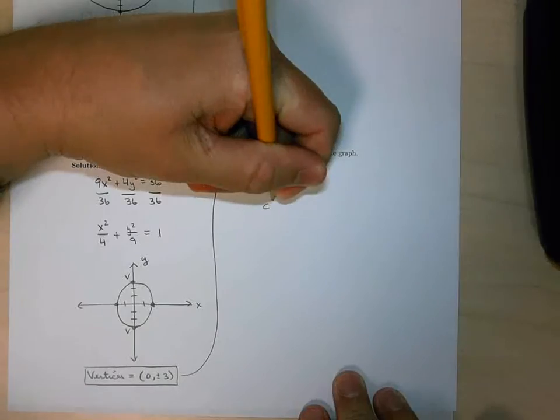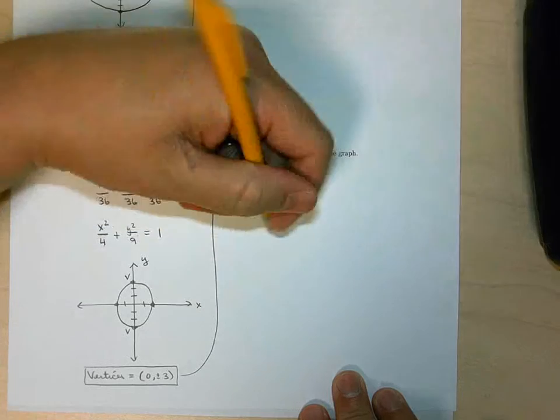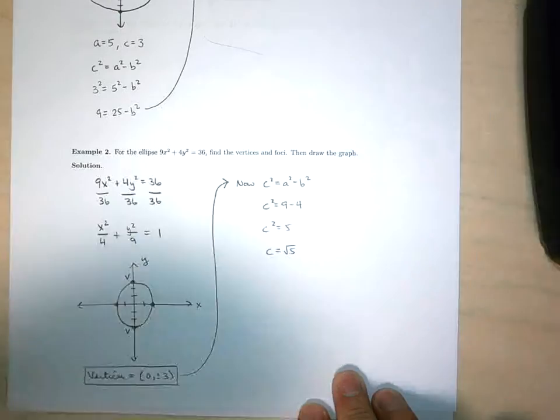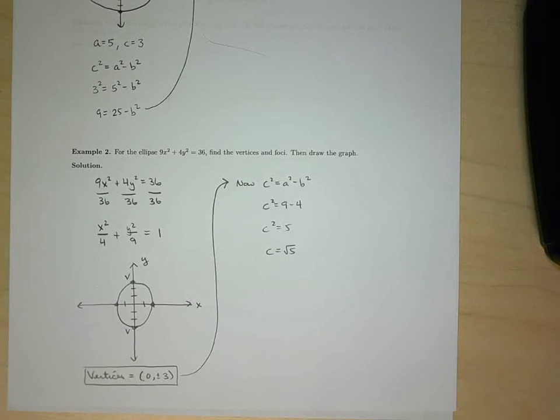So I should have c squared equals 9 minus 4. Therefore, c squared is equal to 5. And c is the square root of 5. I could write plus or minus. The only reason I kept it as positive square root of 5 is because c is supposed to be the distance from center to focus.